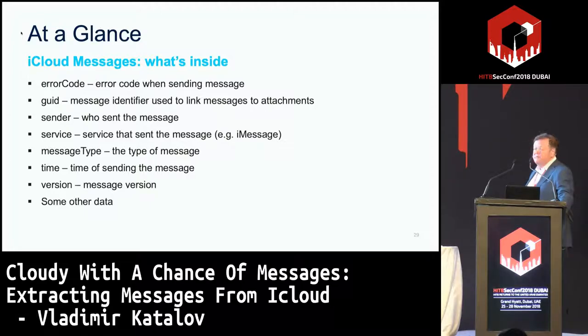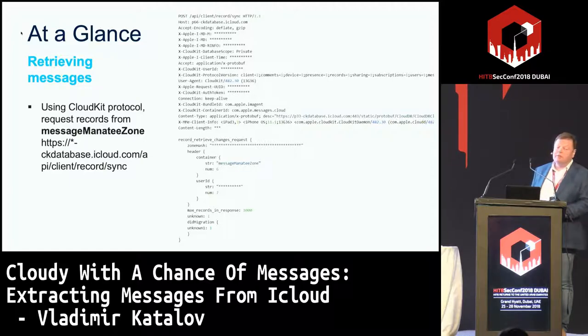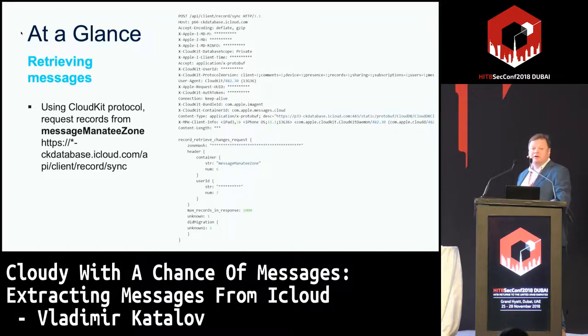All those fields are encrypted the same way with the same algorithm. And actually, we don't know the actual meaning of some fields, but still, if we can decrypt them, well, why not? And so we're decrypting everything we receive from the iCloud. To receive the message itself, that's more or less easy and about the same as for other iCloud data. We just need to make a proper request to the proper zone. And for messages, it is the message Manatee zone. And here's the request, how it is formed, and what we can actually get.